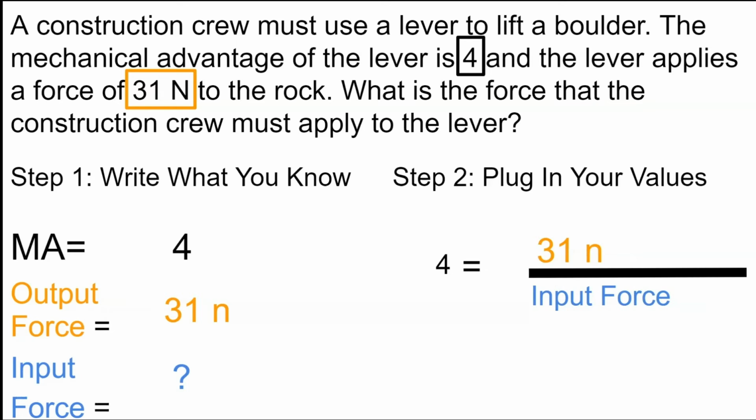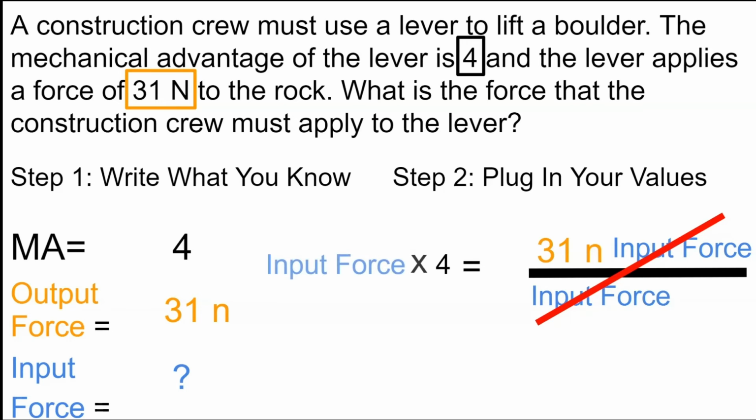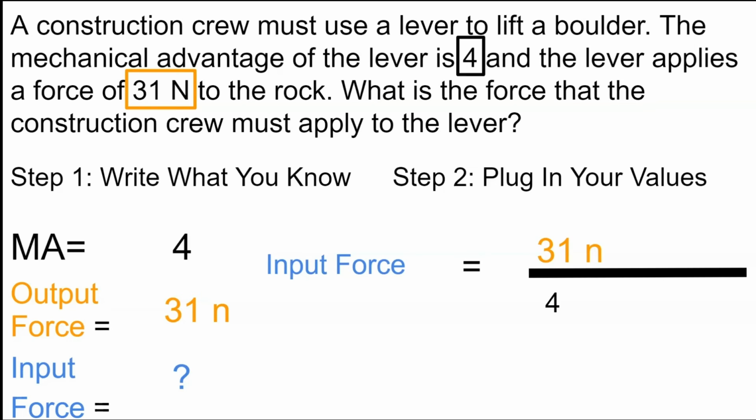All right, you ready? So I'm going to scoot my variables over a little bit. We are trying to get input force by itself, so we need to move things around a little bit. So I'm going to multiply by my input force, and that cancels it out, right? And whatever you do to one side of the equation, you have to do to the other side. So input force is applied over there, and once again, that disappears. And I'm trying to get input force by itself, so I'm going to have to divide by the 4, and it's going to get over there, right? So input force is equal to 31 newtons divided by 4.